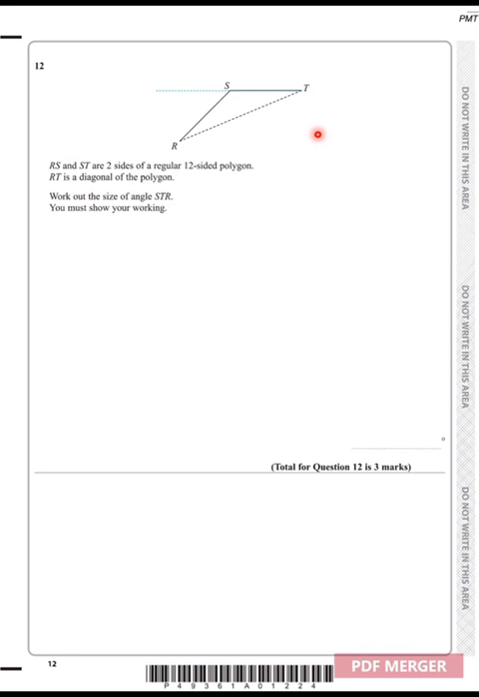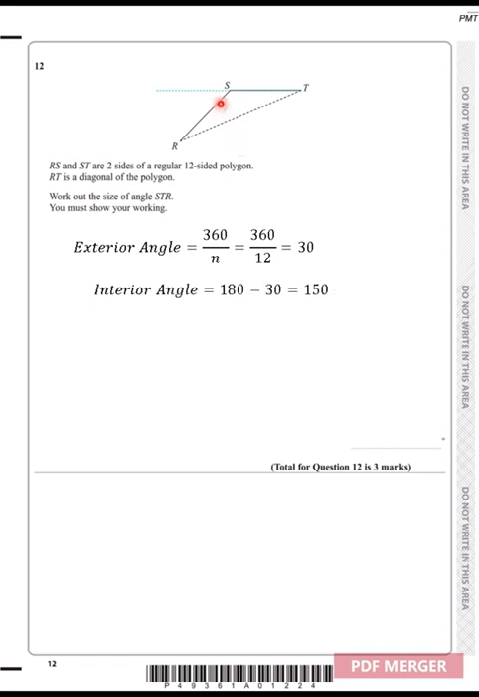So to work out exterior angles, we are given the clue that this is a 12-sided regular polygon. The exterior angle is equal to 360 divided by the number of sides. So 360 divided by 12 is equal to 30 degrees. So this angle is equal to 30 degrees. We can also work out the interior angle. So this angle is equal to 150 degrees. Why? Because angles in a straight line add up to 180 degrees. 180 degrees minus 30 degrees is equal to 150 degrees.